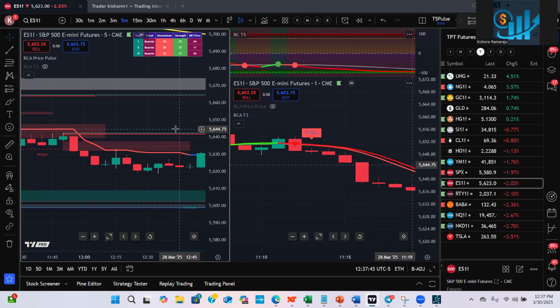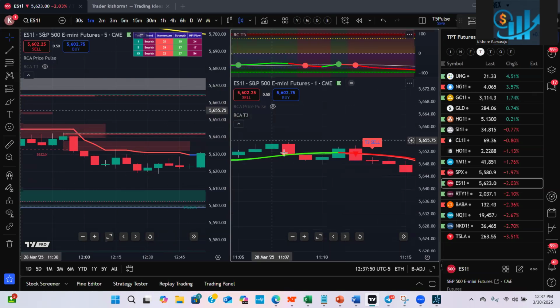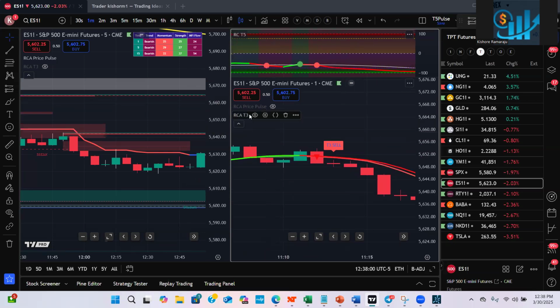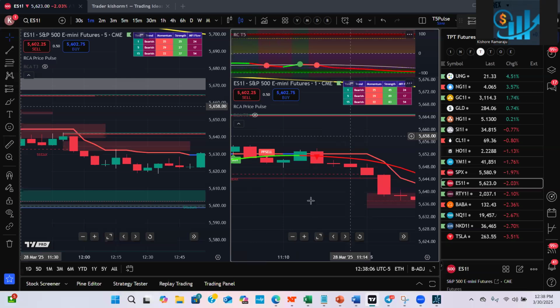But if you follow this approach, use price pulse on the 5 minute time frame. You can use top trend or T3 or T8 or whichever indicator you want in the smaller time frame, the 1 minute time frame. Or as I said, if you are not getting confused, you can even use price pulse.